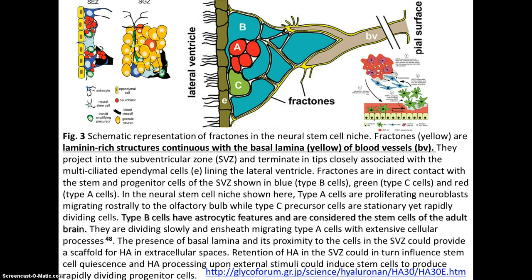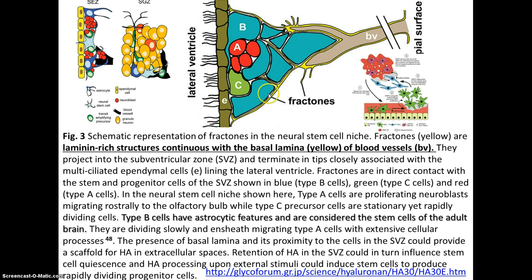This is the one in the hippocampus that we're not dealing with here. But we have the astrocytes, the neural stem cells, the transit amplifying precursor in green, the ependymal cell in yellow, the neuroblast in red, and we see it right on the blood vessel, and then of course the granule neuron is only for the hippocampus. So we extend basically those same cell types, and we start thinking of it here near the lateral ventricle, and we introduce this idea of fractones from this site, the glycoforum.